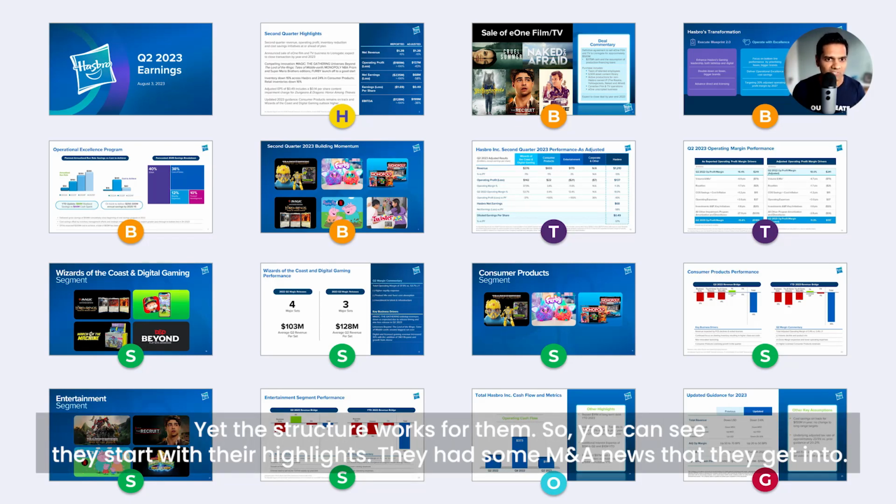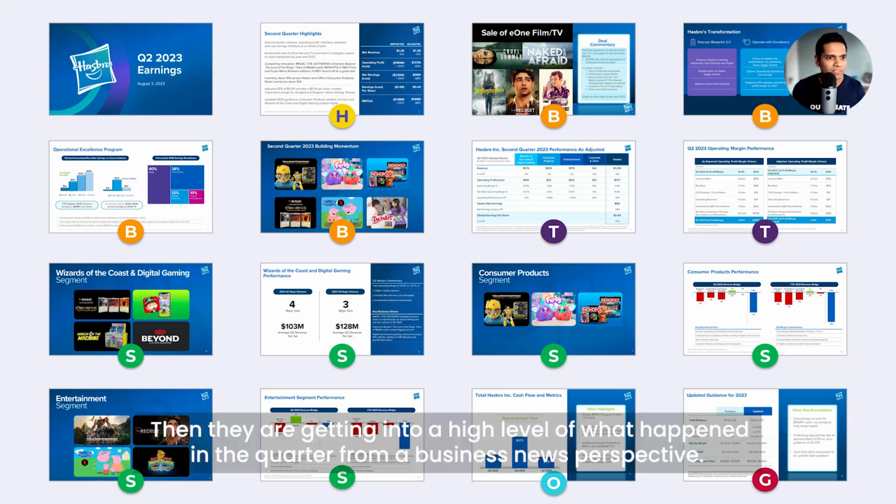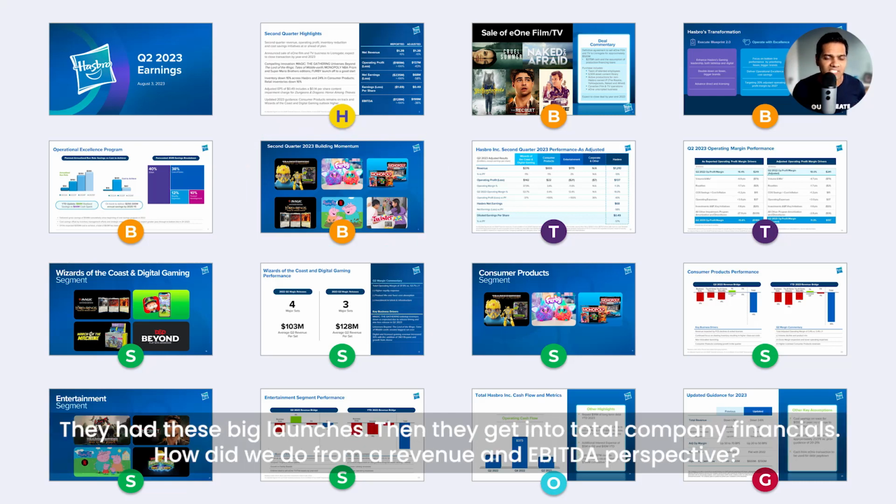So you can see they start with their highlights. They had some M&A news that they get into. Then they get into some transformation related updates here. Then they are getting into high level what happened in the quarter from a business news perspective. They had these big launches.